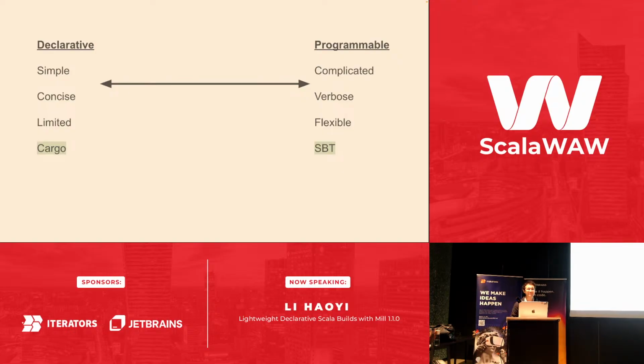So sometimes they are completely different tools. You have Cargo on one side in Rust, and you have SBT on the other side in Scala. Sometimes they're different facets of the same tool. You have pom.xml versus a Maven custom Mojo plugin. You have gradle.properties versus build.gradle.